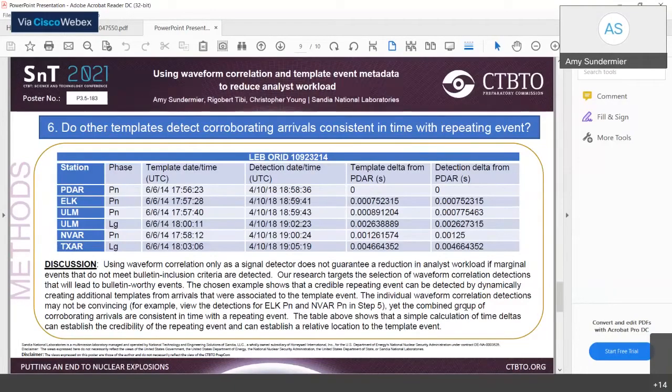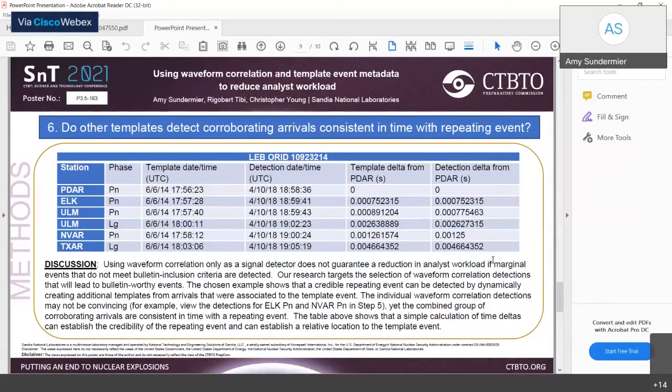And so when we then look at the combination of all of these corroborating arrivals, we can see here that the delta time tells us that it's likely that this is a repeating event because the time of the original differences in detections is very similar to what we're getting for the corroborating detections.